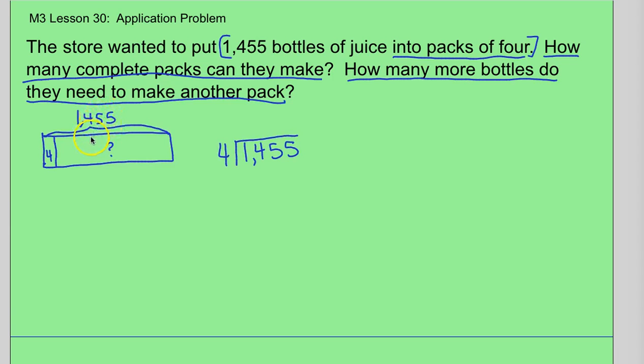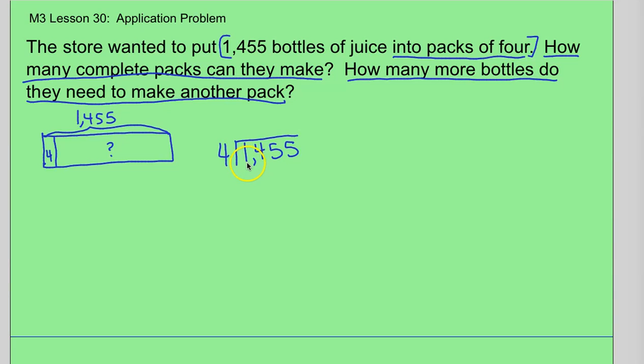So how'd you do? Here's my tape diagram. I know that I have a total of 1,455 bottles of juice. I'm going to put them in packs of 4, and I'm trying to find out how many packs it's going to make. So I don't know how many parts. And then how many more bottles do you need to make another pack? This kind of tells me there's going to be a remainder. So I'm going to start by dividing the number of juice bottles into the packs of 4.